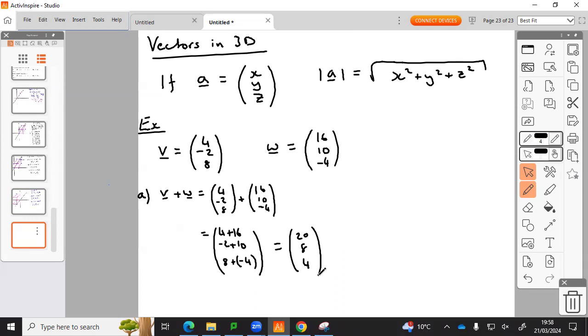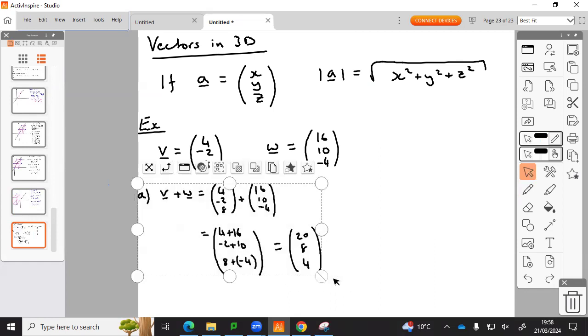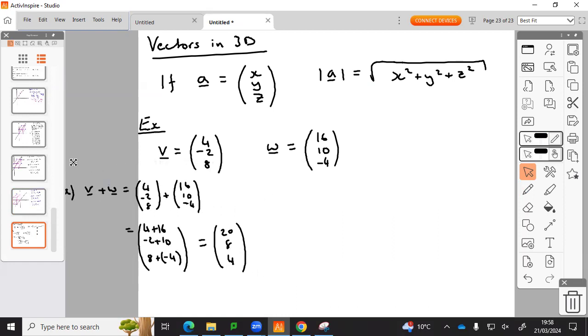Vector addition. We've added 2 vectors together. So nothing changes in our rules. We'll just add an R term in.